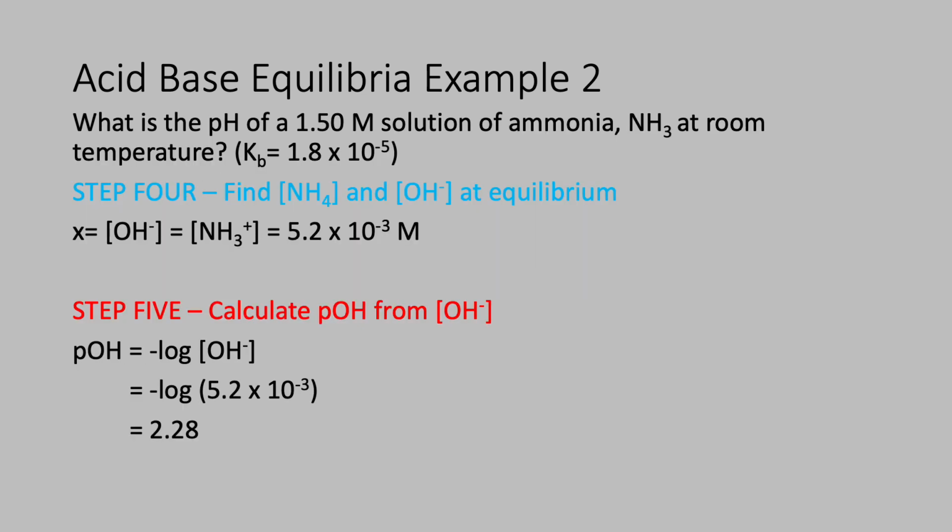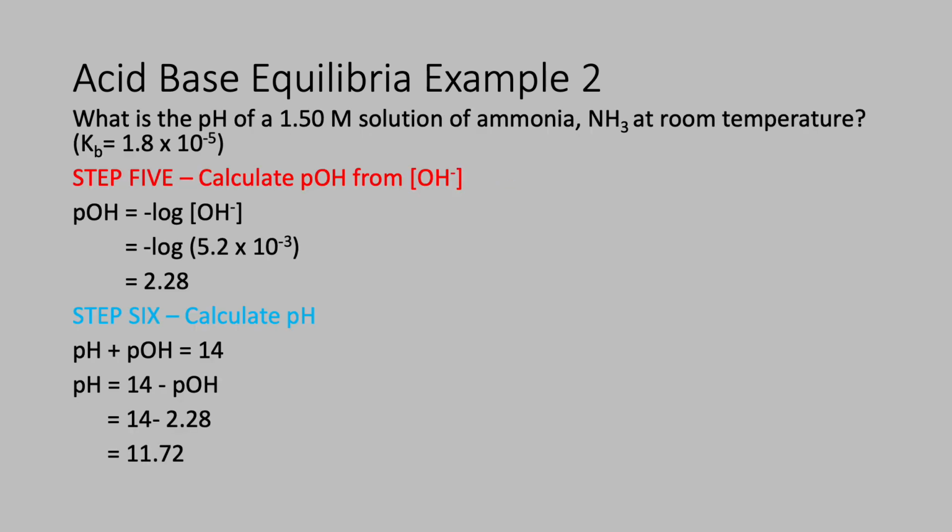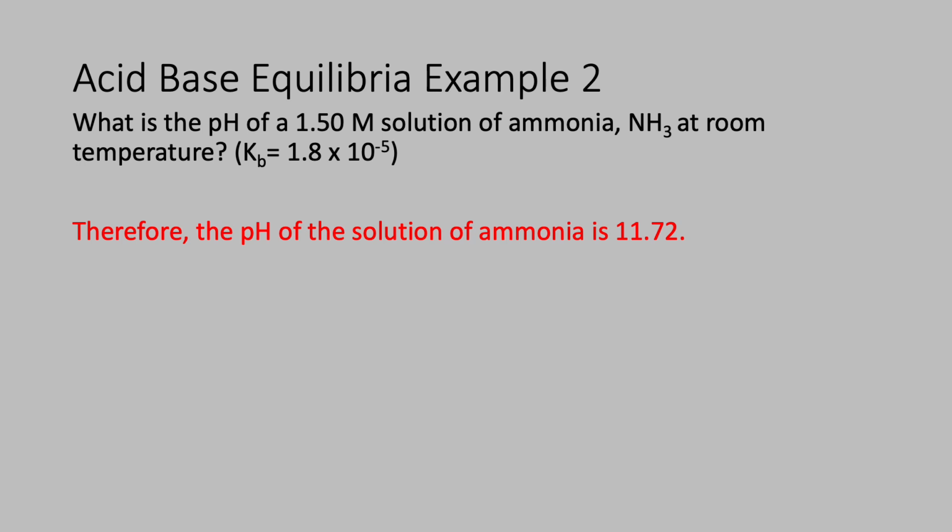So now we just need our OH because we need to solve for the pOH. And so pOH equals negative log of OH, and we can solve for that, and you get 2.28. And now we know that pH plus pOH at 25 degrees Celsius, or room temp, equals 14. So we can set it up to solve for the pH, and that equals 11.72. So therefore, the pH of a 1.5 mole solution of ammonia at room temperature is 11.72.